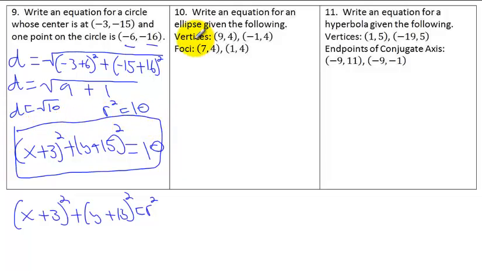Okay, number 10, we are going to do an ellipse. Let's figure out what this thing looks like real quick, because that'll help us with our equation. The vertices are at 9, 4, somewhere over here, and -1, 4.